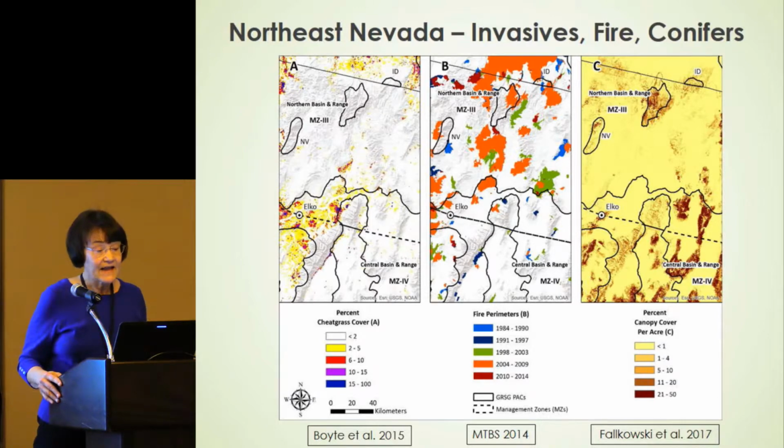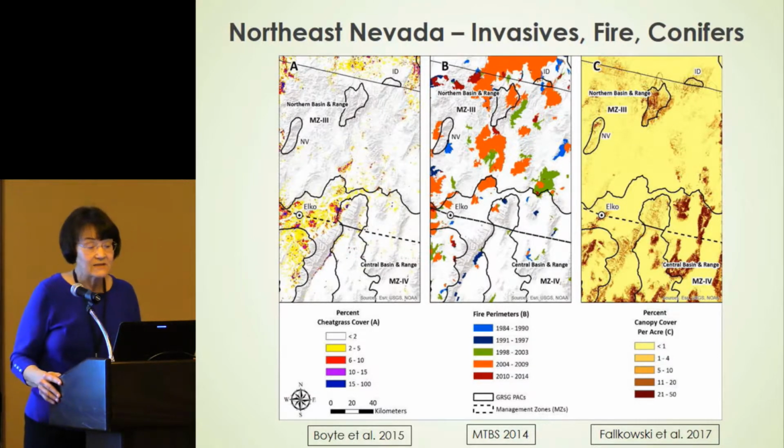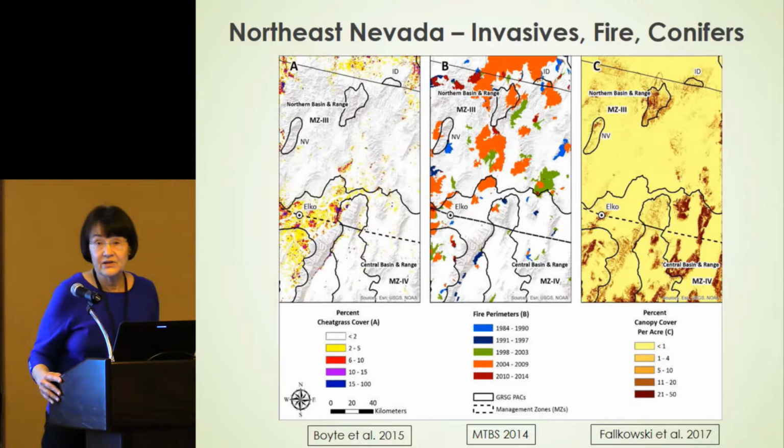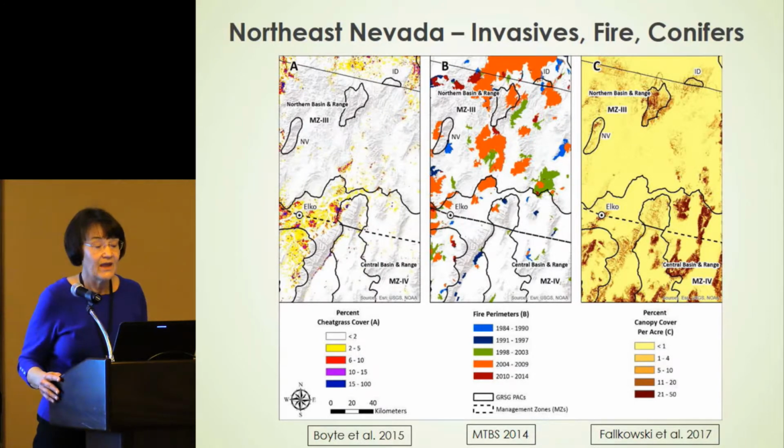If we look at the second panel, we can see that we've had significant large fires burn through this area in recent years. In particular, if you look at those orange polygons, those are the fires that burned in the 5-year period from 2004 to 2009. The last panel shows that there are pinyon and juniper, mostly juniper in this particular area, and observation on the ground would tell us that several of these areas are exhibiting conifer expansion.